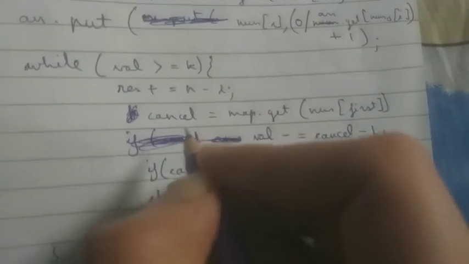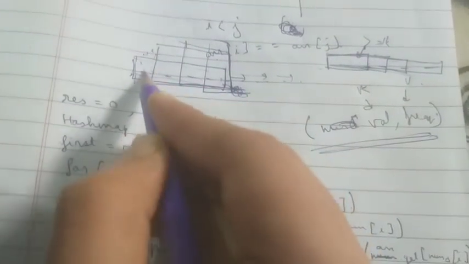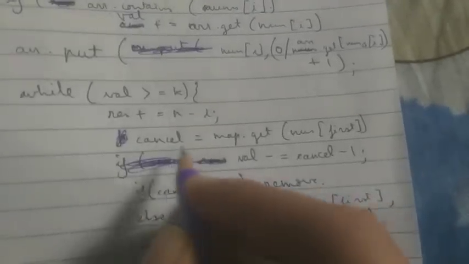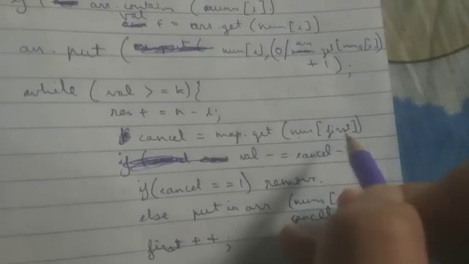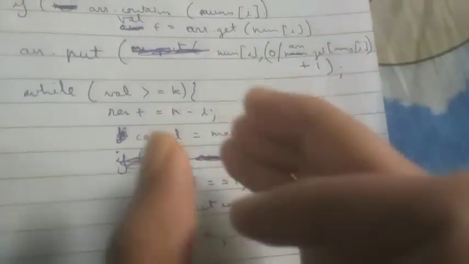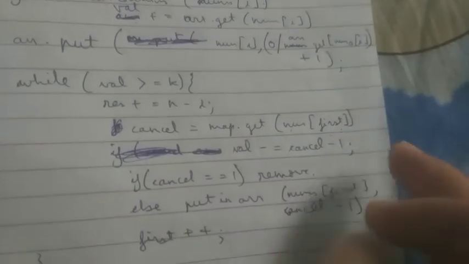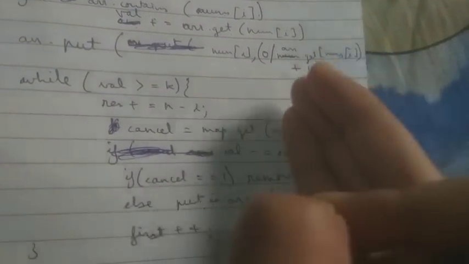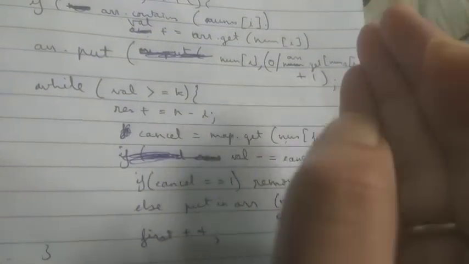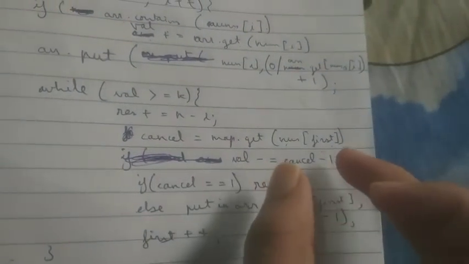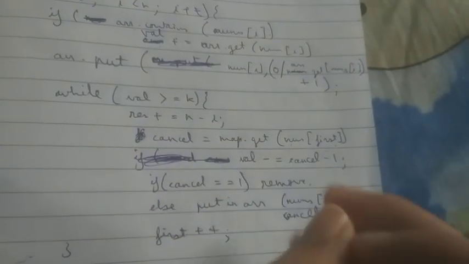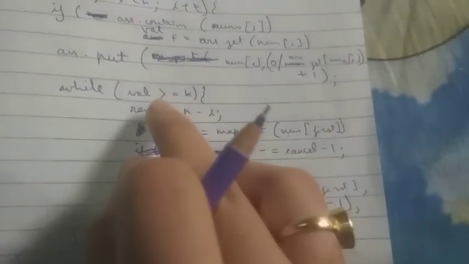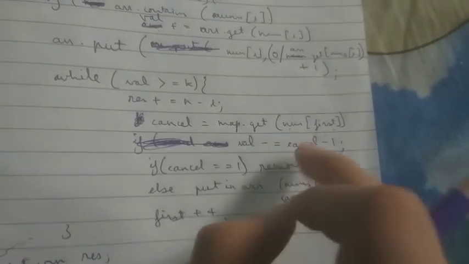Now we are going to cancel elements. Like in this case, as I have mentioned earlier, we are going to cancel it one by one. So cancel equals map.get(nums[first]). First is the first position of the subarray that we are going to consider at this position. So value minus equals cancel minus 1, because we are going to decrease the frequency by 1. So if we decrease it, then the sum of the value is going to be decreased by cancel minus 1.